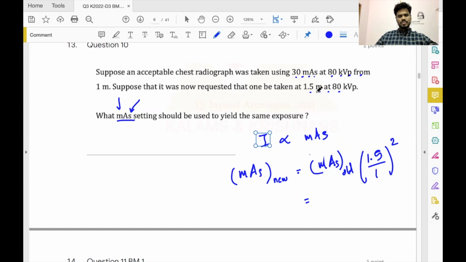At 1.5 we need the same exposure, so the current should be higher, right? See, I just use some simple logic. At 1.5, if I have to get the same exposure, I need a higher intensity or a higher MAS. So I did 1.5 by 1. Don't do 1 by 1.5, you'll get the wrong answer. So that is 30 into 1.5 square, I suppose it's 67.5.